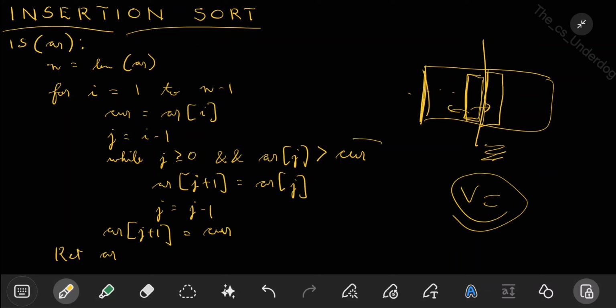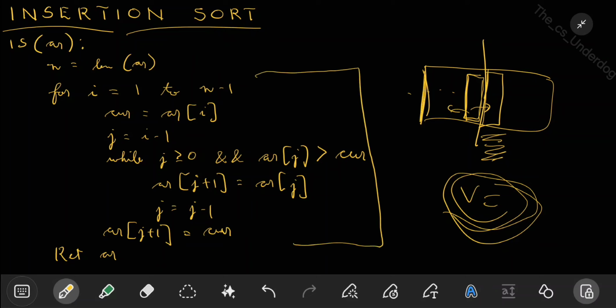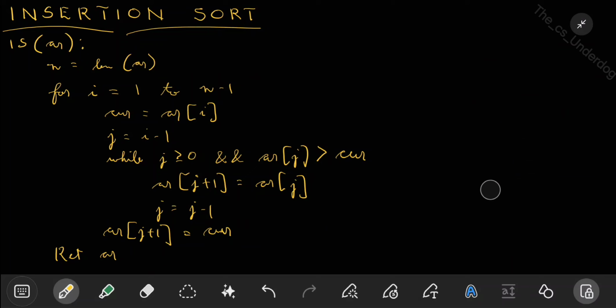And whenever I'm done with this loop, I know I already have moved all the elements which are larger than the base element to the right. So I can insert the current element, whatever I stored in the variable, in the available position. Once I insert that, I have to do this for all the n minus 1 elements, from 1 to n minus 1. Once that is done, I'll get a sorted array which I can return. So this is the insertion sort algorithm.